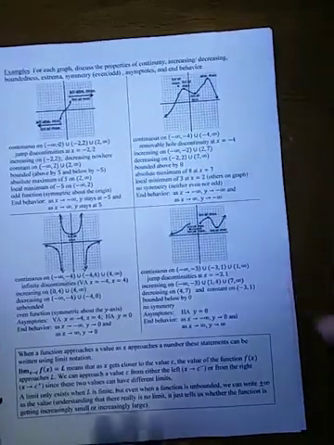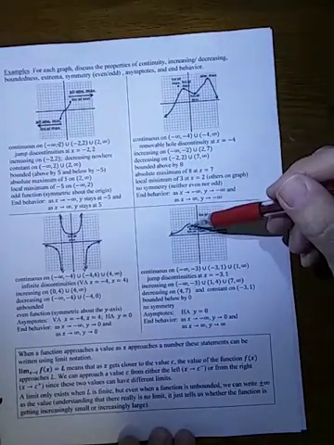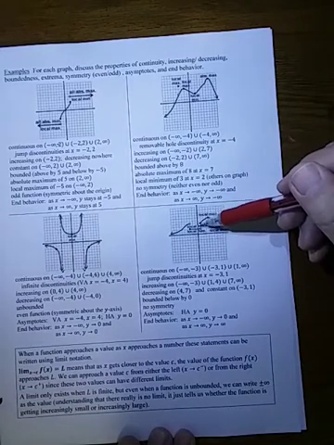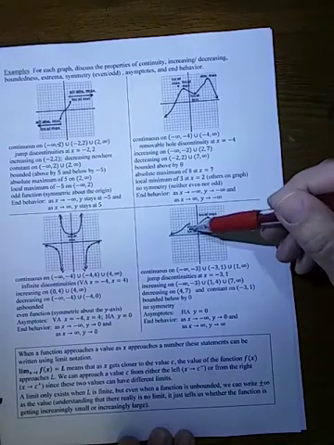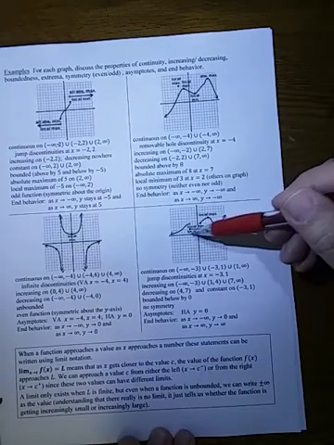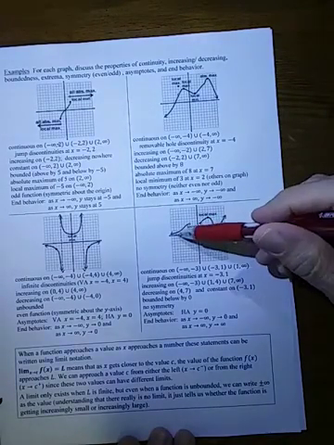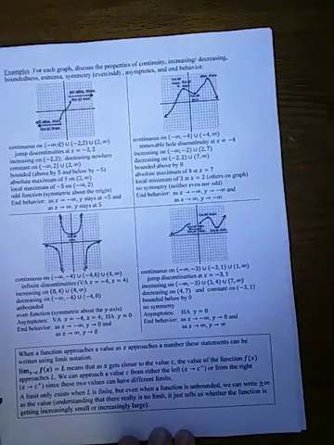For the fourth example, I won't go through everything, but there are jump discontinuities here, one at minus 3 and one at 1. This flat area would be both a local minimum and a local maximum. This has a horizontal asymptote of y equals 0 on the left. It doesn't have any on the right.